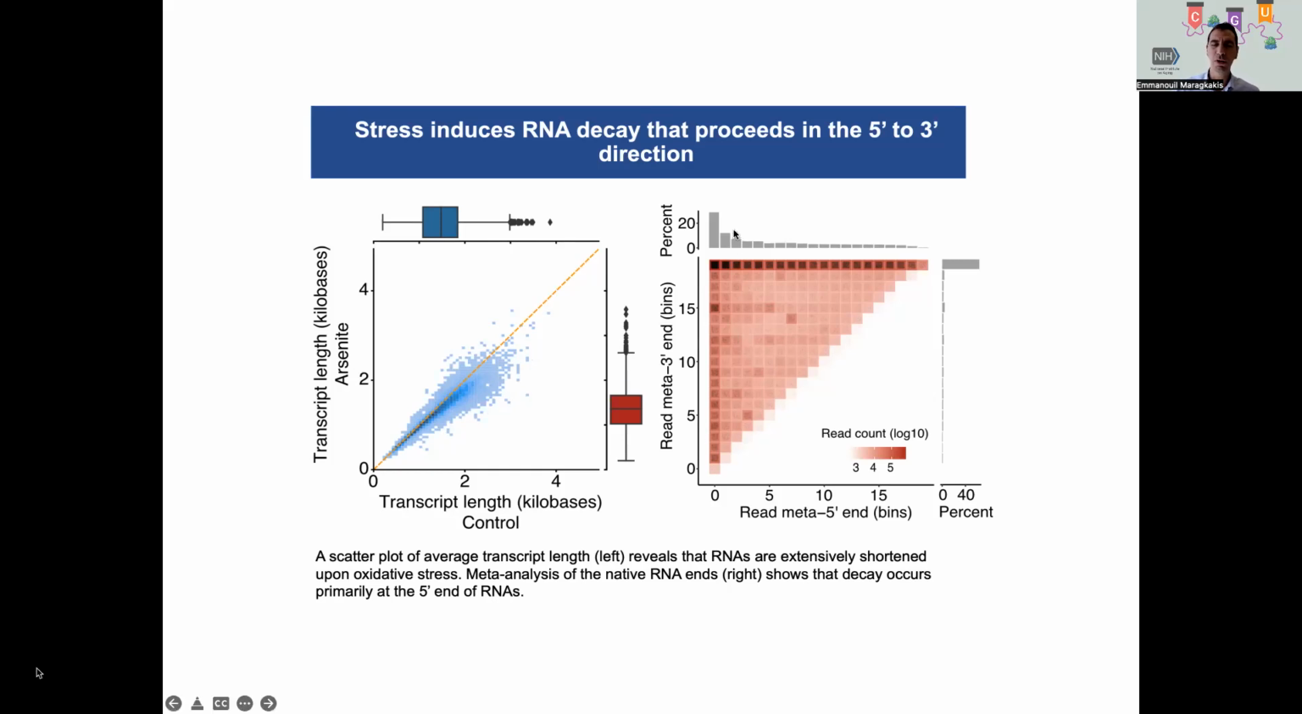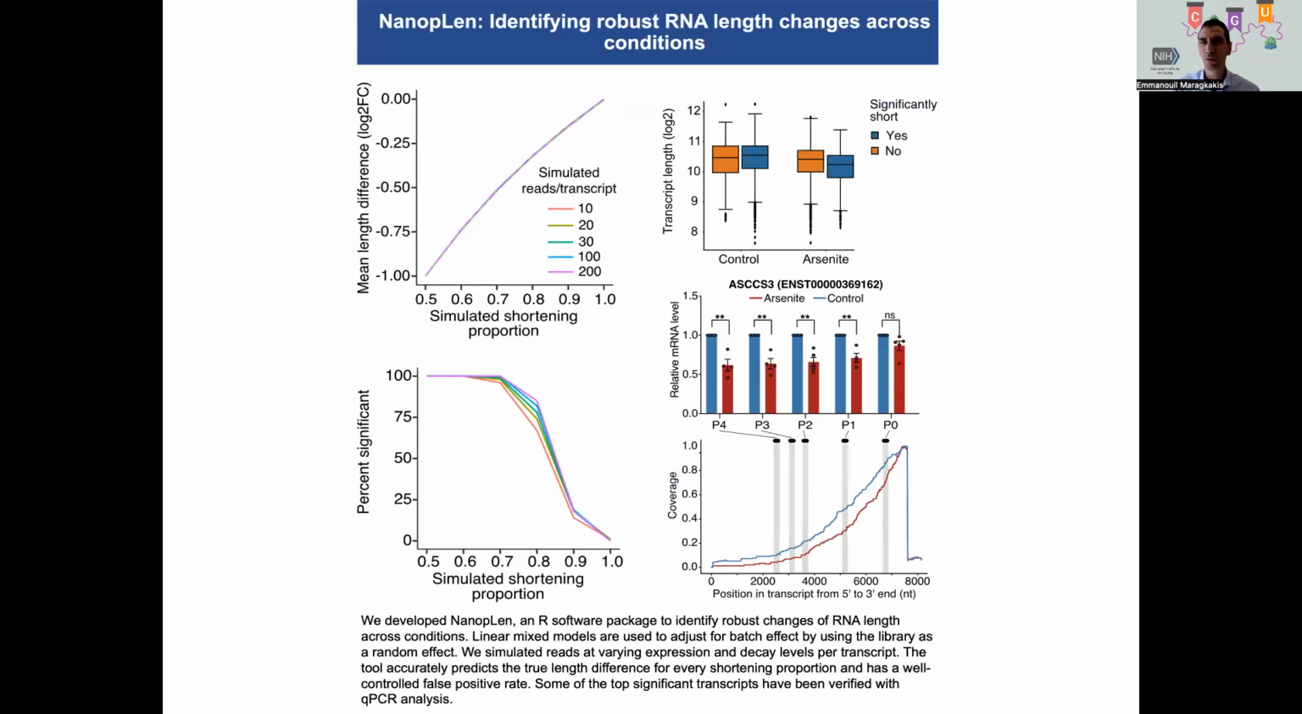And this shortening, when we look at the meta plot, primarily occurs at the 5' end and not so much at the 3' end, indicating that there is a decay process happening at the 5' end. Now, we've seen this plot, but we also wanted to approach this in a more statistical way and be able to capture transcripts that show robust changes across different replicates. So we developed Nanoplane, which you can think of as an equivalent of a differential expression program, but in this case, we're doing differential RNA length.